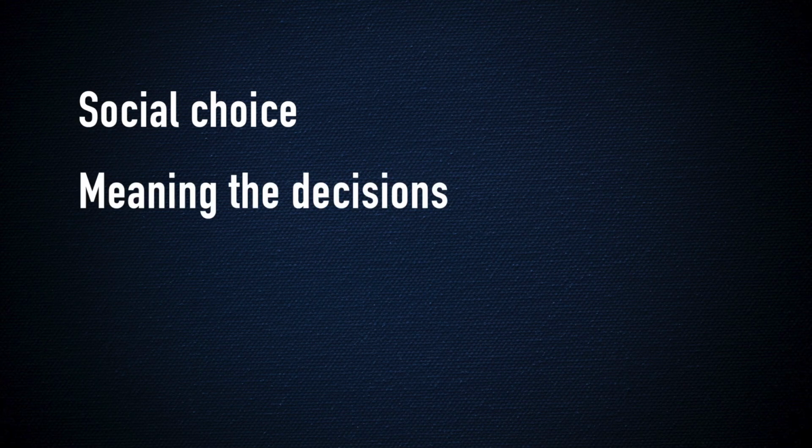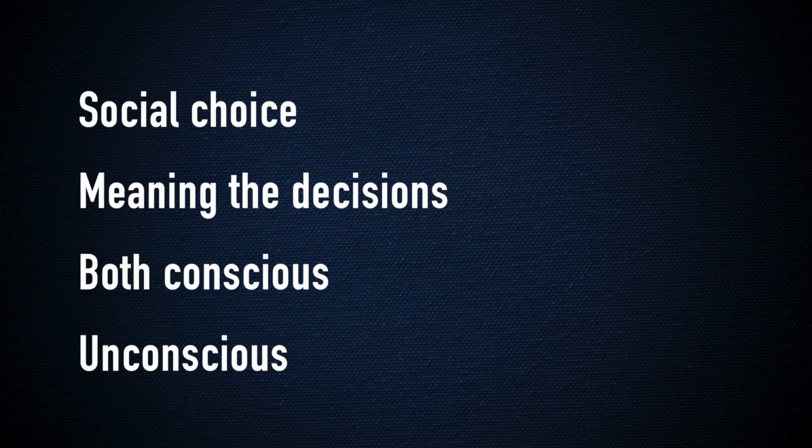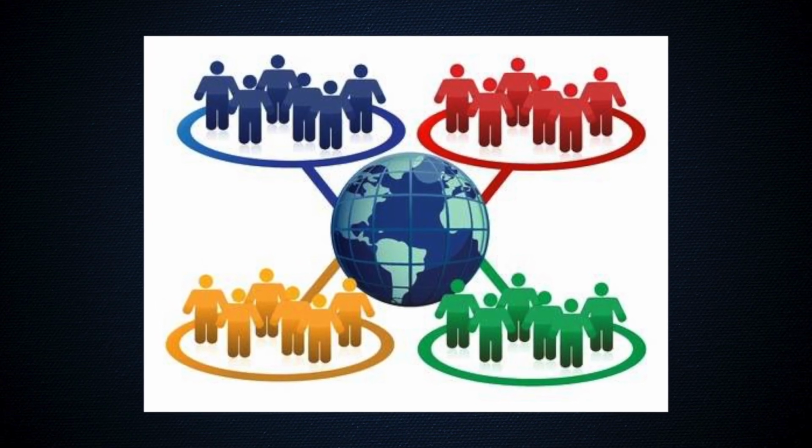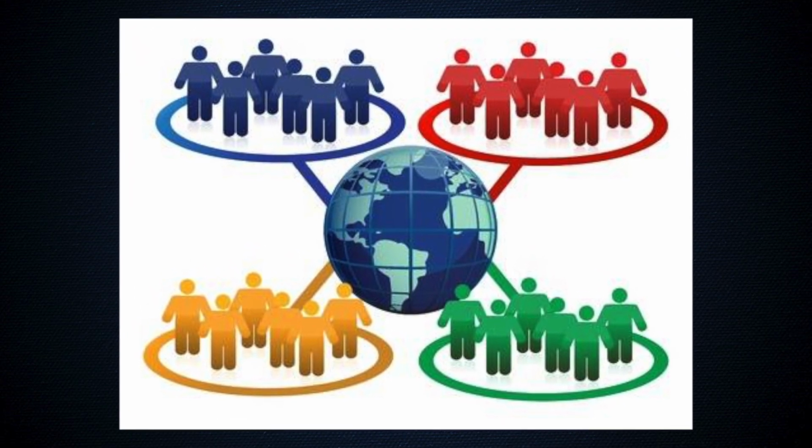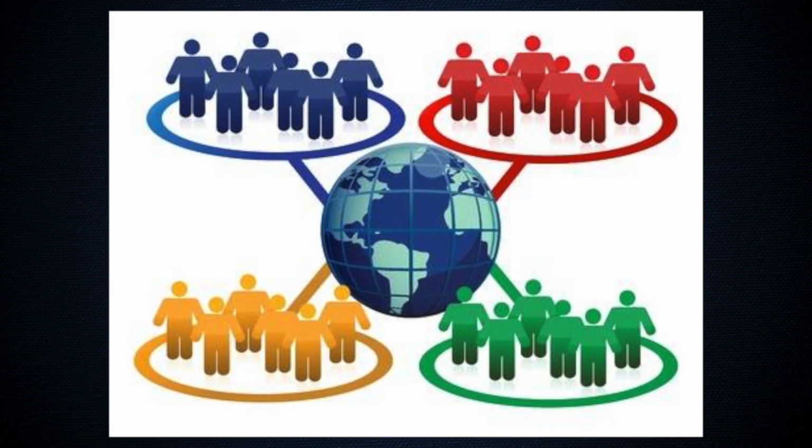Sociometry is the measurement of social choice, meaning the decisions, both conscious and unconscious, that are made regarding interpersonal affiliation. These measurement tools can be used to facilitate change. At its most basic level, sociometry addresses the various aspects of human connection. We are constantly making choices about with whom we choose to affiliate.